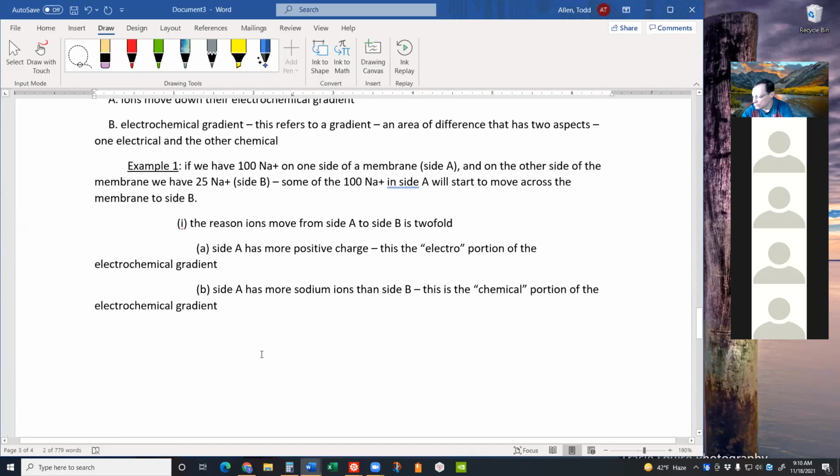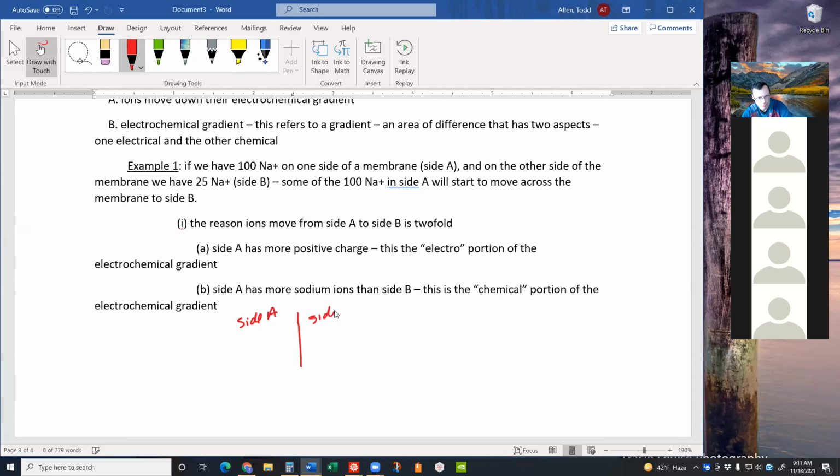Basically, with example 1, here's what we're dealing with, and let me draw here, okay? With example 1, I have the membrane. Here's side A. Here's side B. I have 100 sodiums, 25 sodiums.